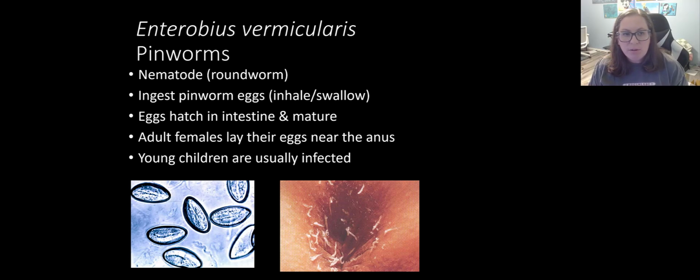The next type of worms we're going to be looking more at are going to be our roundworms. These are going to be part of the nematoda or the nematodes. In this particular case, we're going to be looking at pinworms. We see that they are going to be where you ingest the pinworm eggs, or you can inhale or swallow them. The eggs then hatch in the intestines and they start to mature.